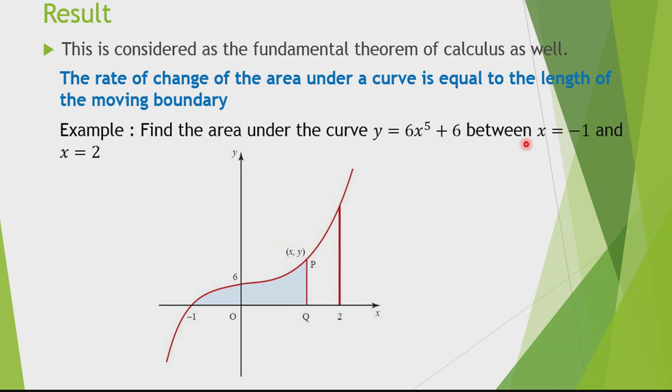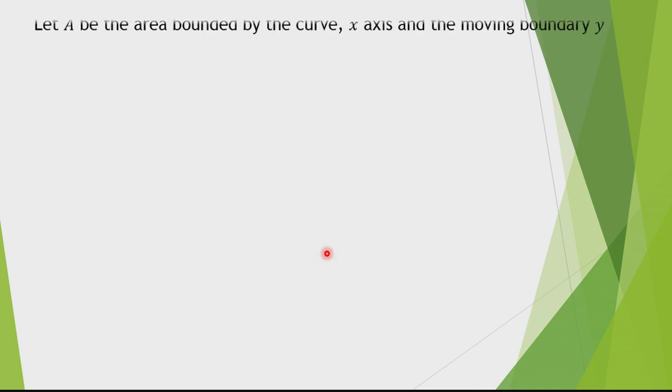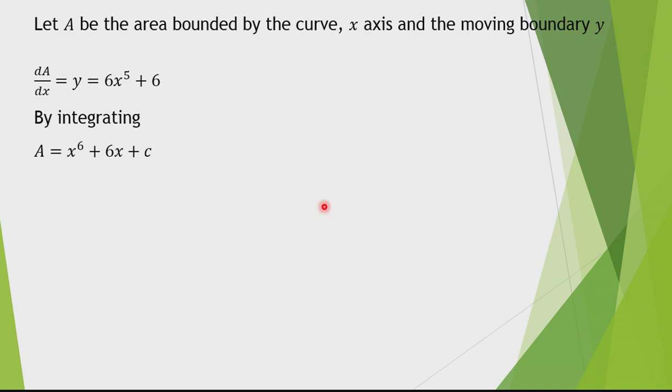So I have a sketch there. I consider this is my sketch, y equals 6x to the power 5 plus 6. I have marked the two limit values: x equals minus 1 is the lower limit, and x equals plus 2 will be the upper limit of our bounded region. Then I have considered a small point P(x, y) somewhere on the curve for the general case. Then let's see how we can find this area, right?